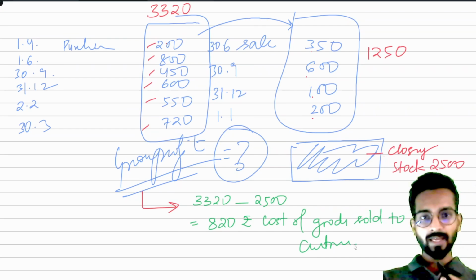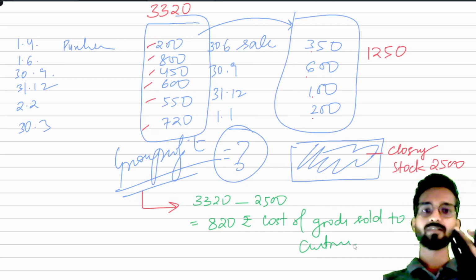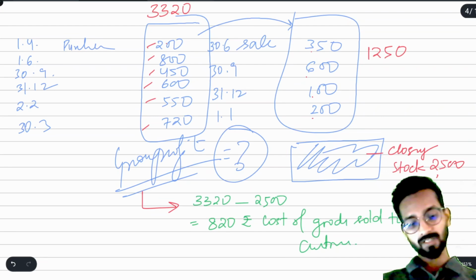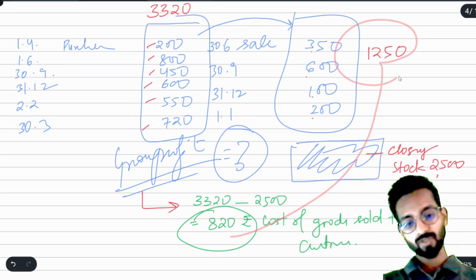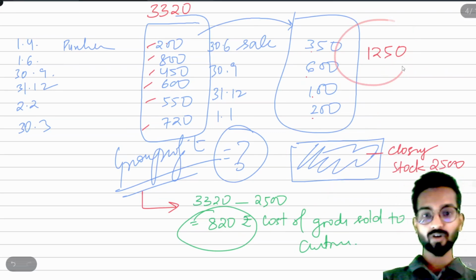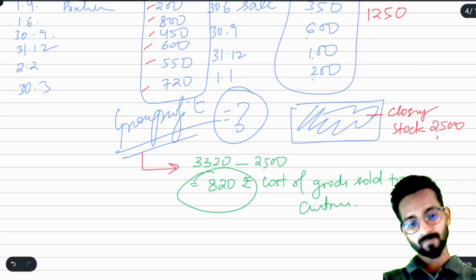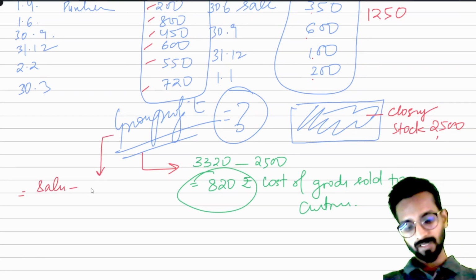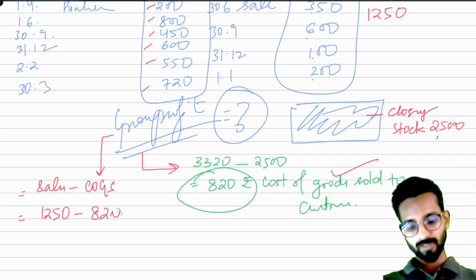Now tell me one thing, am I doing charity here or business? You will say, sir, obviously business. Will I sell 820 rupees cost of goods at 820 rupees only? No. At what price am I selling the goods? I am selling the 820 rupees goods at 1250. Now can you tell me the gross profit? You will say, sir, very easy. Gross profit is sales minus cost of goods sold. My sale was 1250, cost was 820, so it will be 430 rupees.